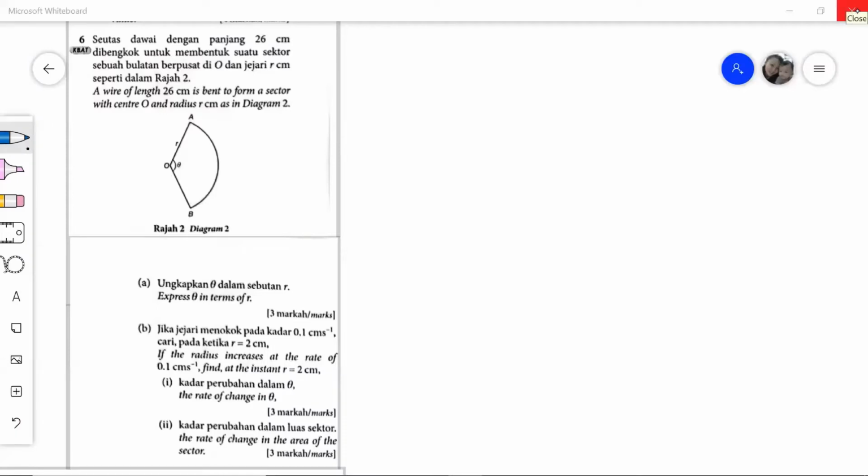Hi everyone, this is Praktis Sumatif of Chapter 2, Paper 2, question number 6.